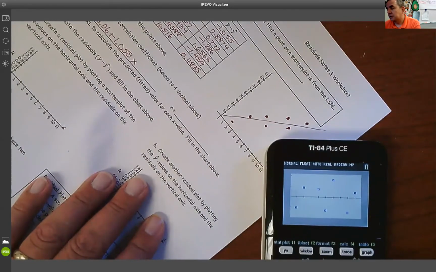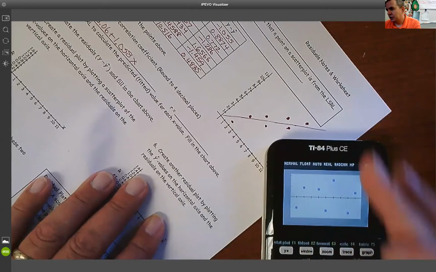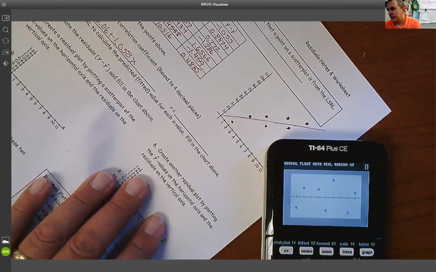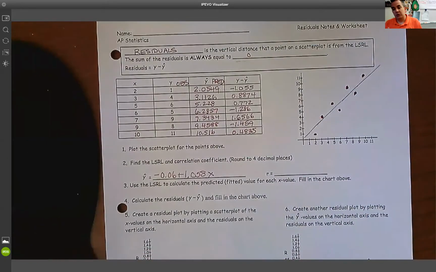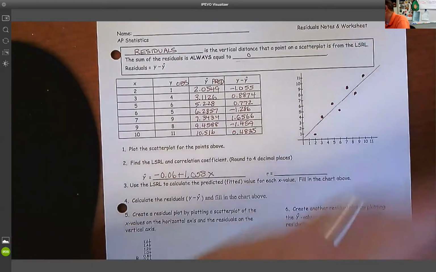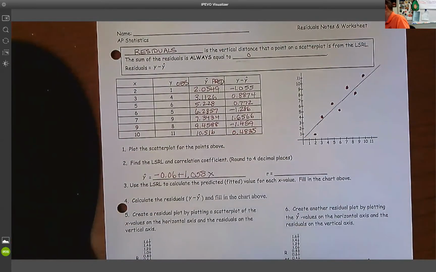I mean, they're pretty close. This one's scaled a little wider, which is why the points are a little further away. But that's a good way to look at a residual plot. And again, the whole point is the residual plot should not show a pattern. Should not show a pattern. So let me show you some examples of residual plots with patterns, and that's how we'll wrap it up.